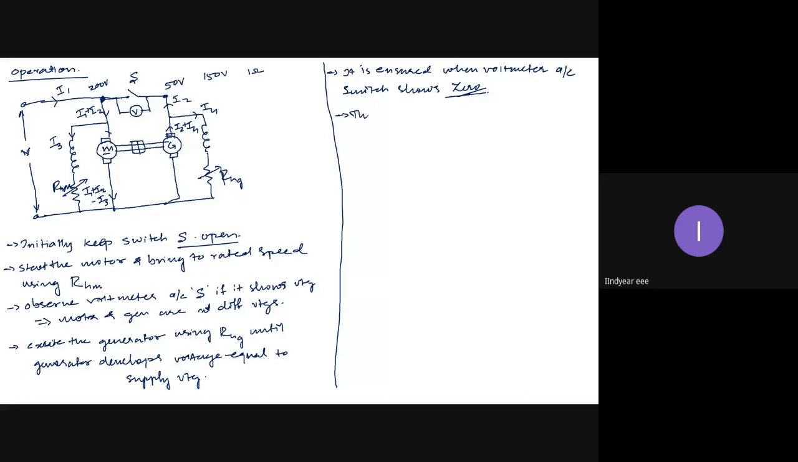Thus, motor and generator now are at equal voltages. Okay. And close the switch, yes. Okay, so when the voltmeter shows 0, then only close the switches.